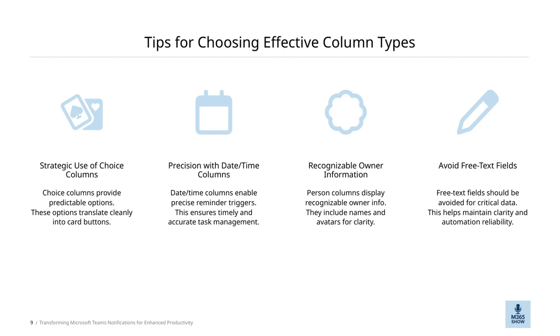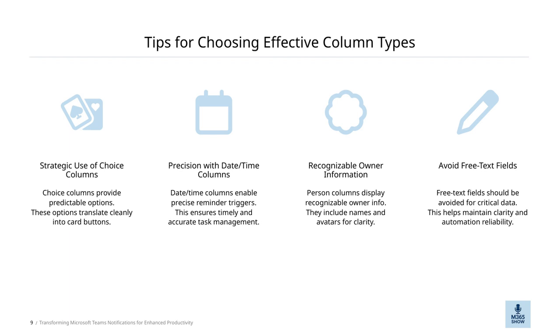Next, use recognizable owner information with person columns. When you display names and avatars, it becomes much easier to identify who is responsible or involved. This visual clarity is key to quick understanding and effective collaboration. Now, for date and time columns, precision really matters. These allow you to set exact reminder triggers, helping you stay on top of deadlines and appointments. Accurate timing ensures your tasks are managed promptly and efficiently.